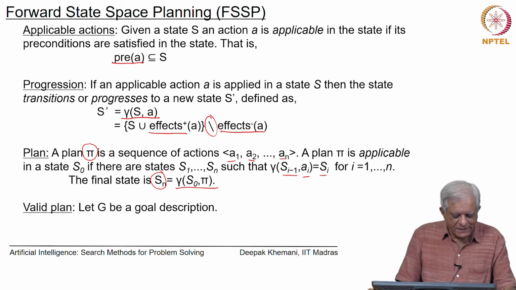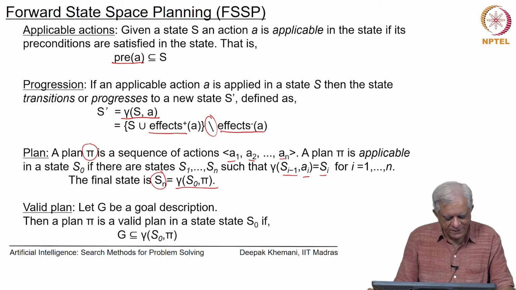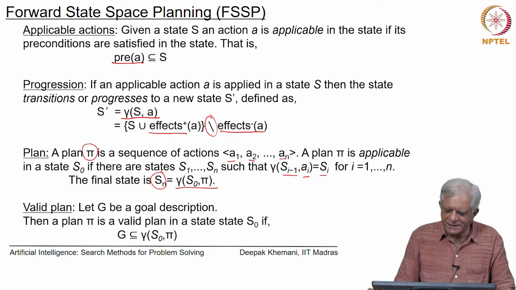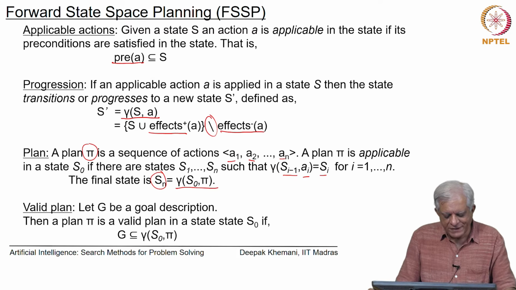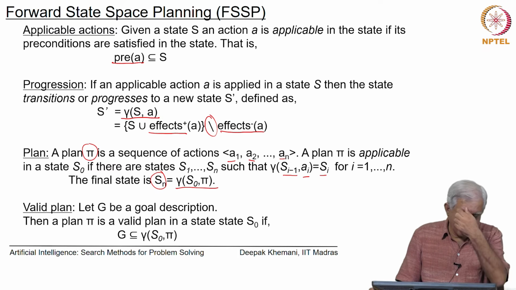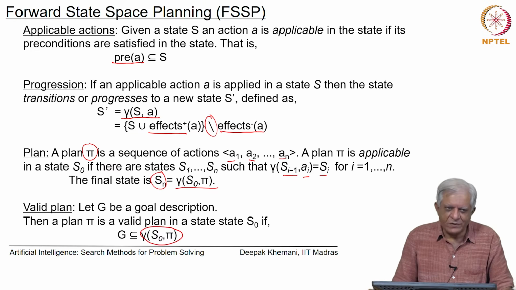Is that plan a valid plan? Let us say that we have a goal description given by a set of predicates called G. We say that the plan pi is valid in a state S0, that means that if you were to be in the state S0 and you were to apply plan pi, and we have already said that pi is applicable in that state, then you would have found a valid plan if the goal description were true. And what do we mean by the goal description being true? That the final state Sn, as we have said, can also be written as this, and the goal description must be part of that final state.